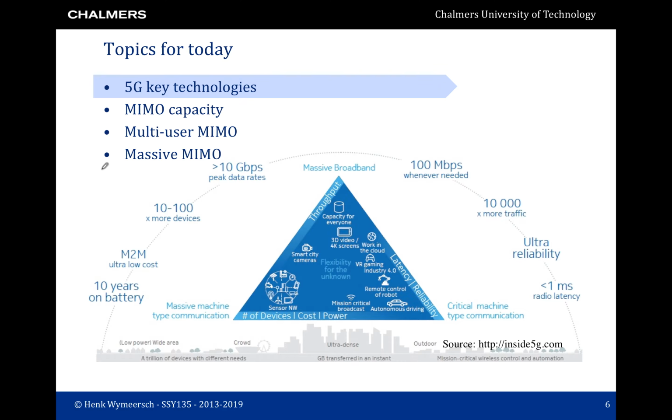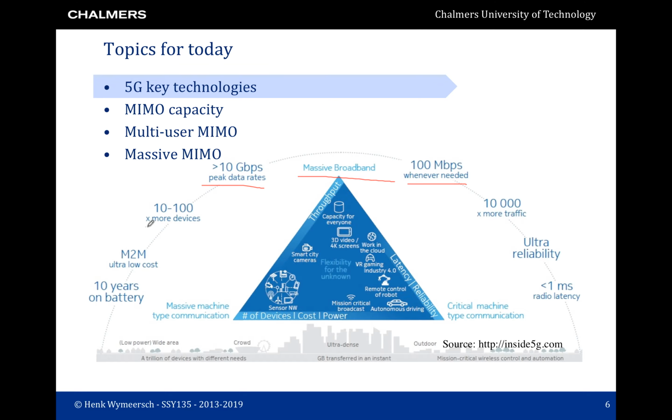In contrast to 4G, which is mainly focused on providing high data rates, this is just one of the application scenarios for 5G, so-called massive broadband. Massive broadband involves very high peak data rates, as well as very high rates whenever it is needed.